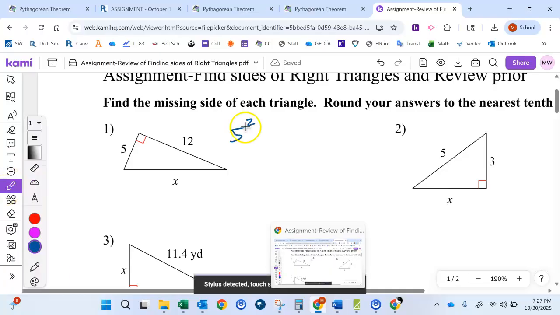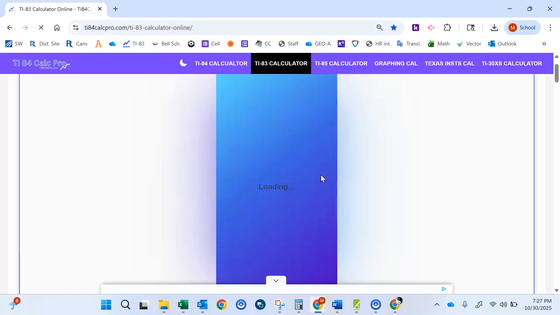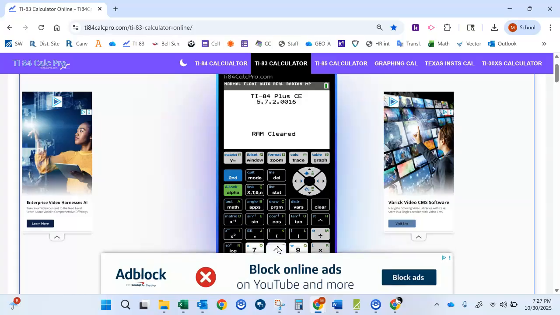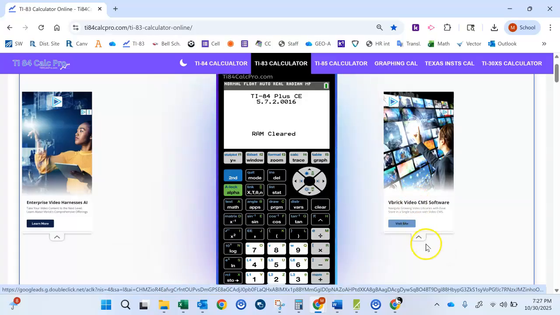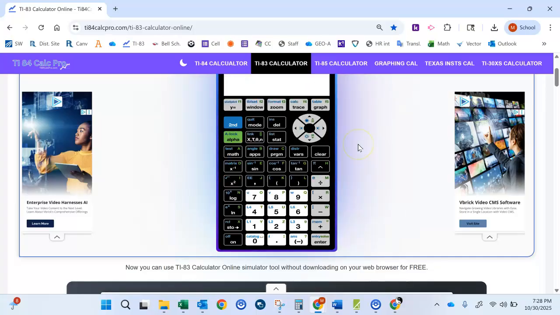So 5 squared plus 12 squared equals c squared. And remember, on your calculator, to get that value, I'll just do a quick review of that too, if you haven't done it in a while. So we go 5, and then squared is right there, plus 12 squared, and then I can hit enter and I get 169.